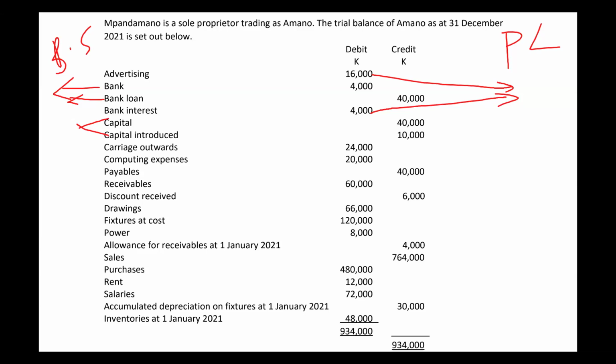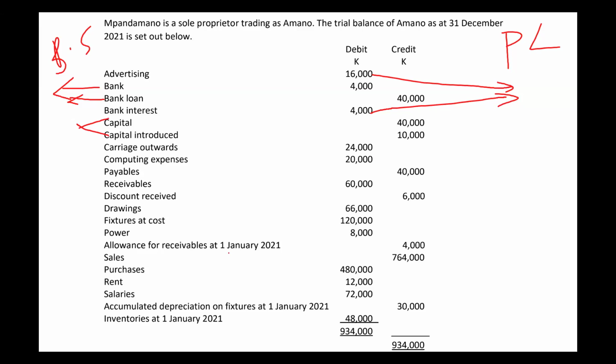Carriage outwards and computing expenses. Where do they go to? Anyone can turn on their mic. I don't want to point fingers at people. You don't do that at this level of education, right? Balance sheet. It goes to the balance sheet, and carriage outwards. What about others? The carriage outwards and computing expenses.